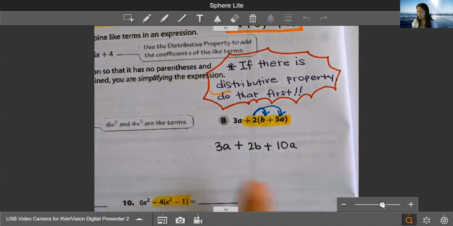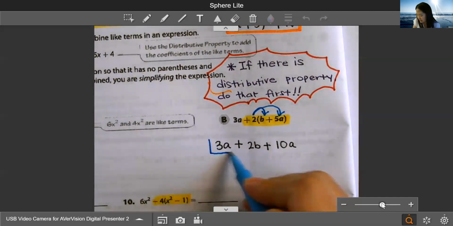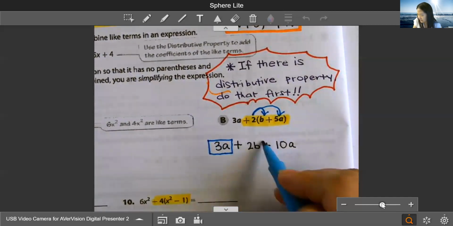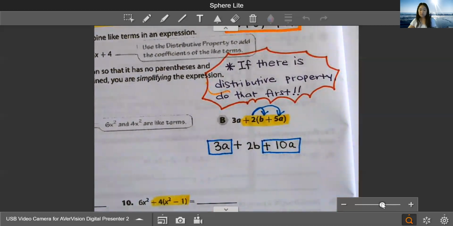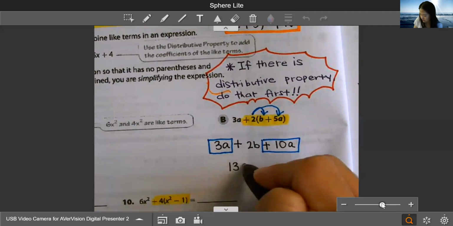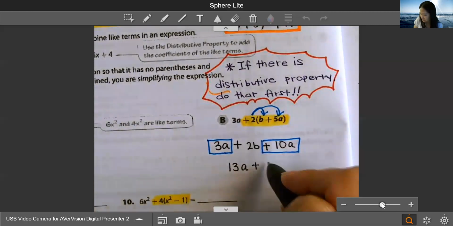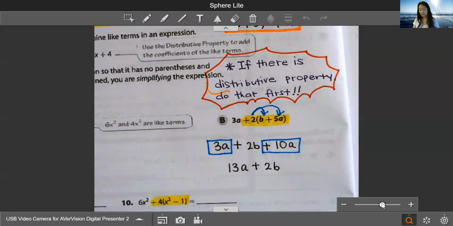Now take a look at the algebraic expression and see if there are like terms, and hopefully you do see the like terms. There is 3a and then plus 10a. So 3a plus 10a is 13a. And then you just simply bring down plus 2b. And that's the answer.